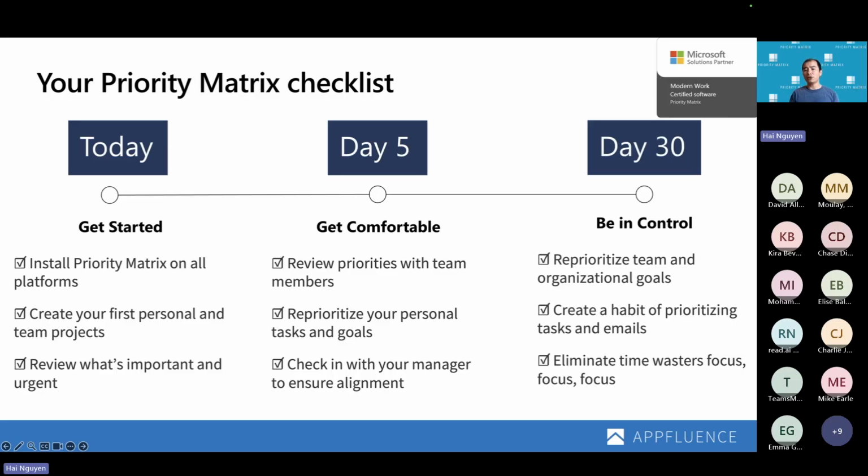Then over the course of a month or so, you're finally reprioritizing your team and organization goals. Then you're creating a habit of prioritizing your tasks and emails. And then the most important aspect of all of this is to eliminate the time waster, right? For me, I have so many things I could do. The most important thing I can do personally is deciding where to focus my time and where to not focus my time. There are plenty of things I have to say no to, plenty of meetings I have to decline. And that's the only way to ensure that I focus my time on what really matters. And I hope you do the same. And I hope that Protomatrix will help surface up those important tasks.